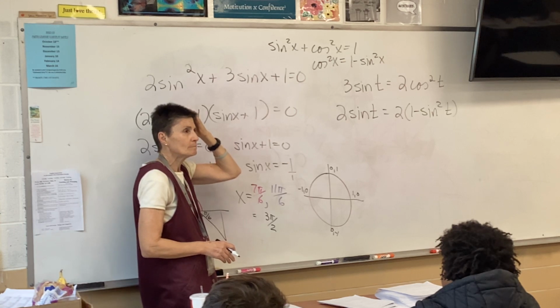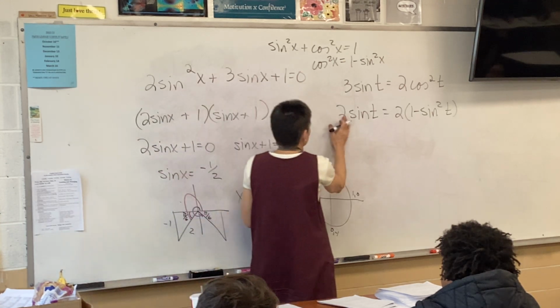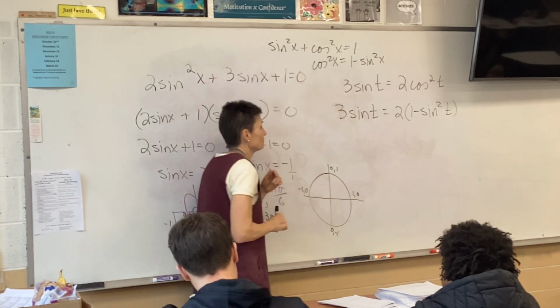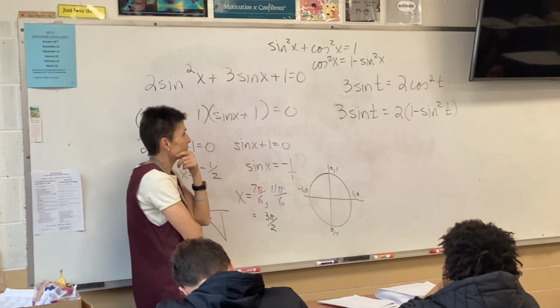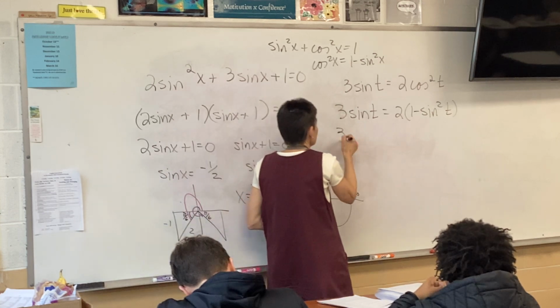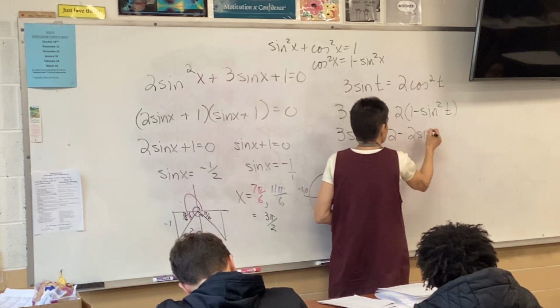Liam? You wrote 2 sine instead of 3 sine. Oh, yeah, thank you. That is a 3, thank you. That would make a difference, so I'm glad you caught that. All right, so what do we got here? We've got 3 sine equals 2 minus 2 sine squared.